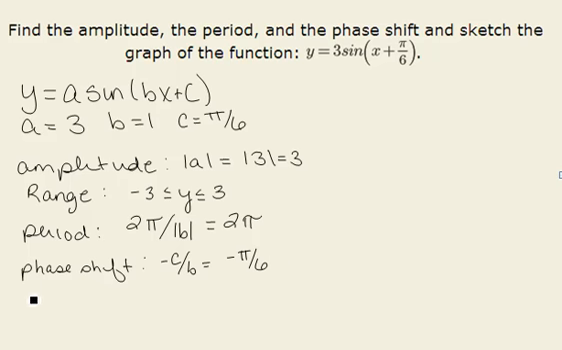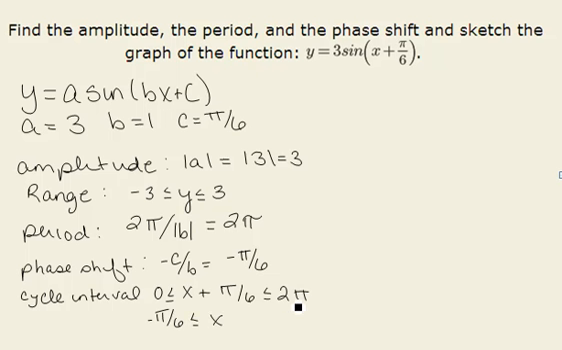Now we want to find our cycle interval, guaranteeing that it starts at negative pi over 6. We solve the following: x plus pi over 6 falls between 0 and 2 pi, subtracting pi over 6 from both sides. 2 pi is equivalent to 12 pi over 6, minus an additional pi over 6 gives us 11 pi over 6, which is our 2 pi interval. We are now ready to use this information to sketch the graph.